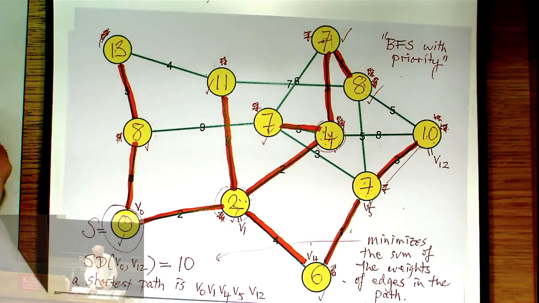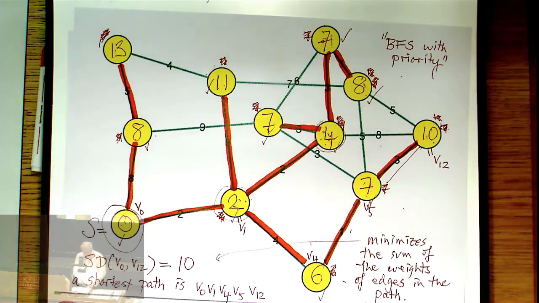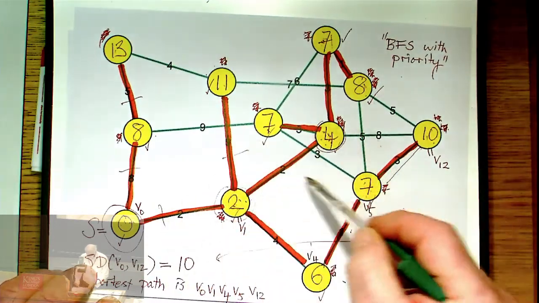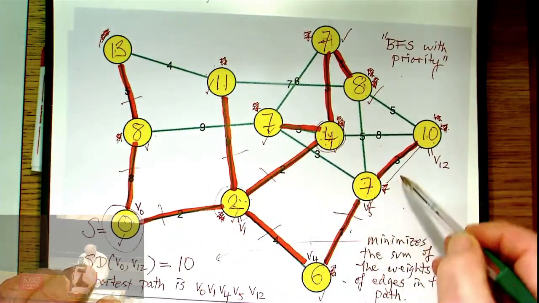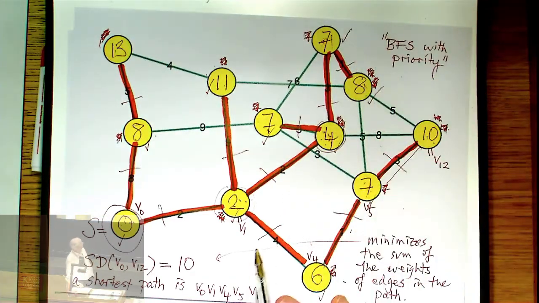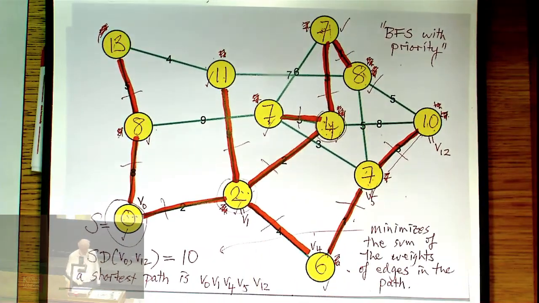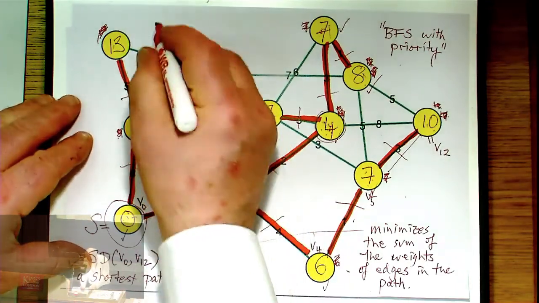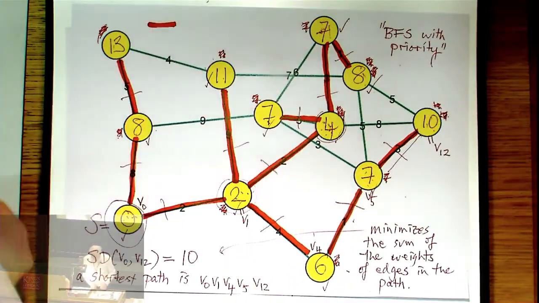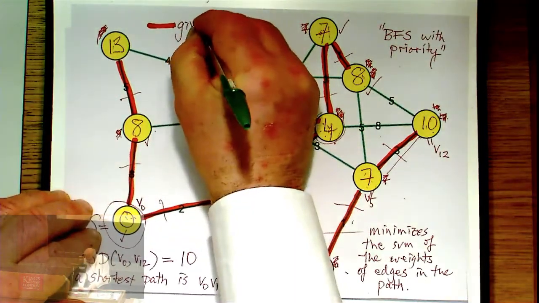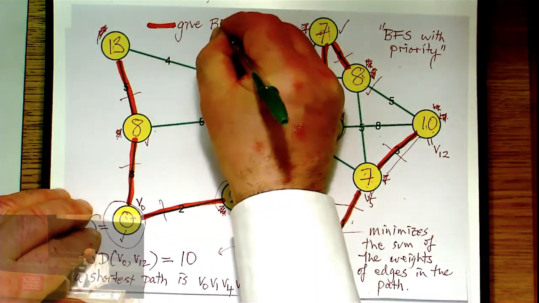So that is, how many edges do I have? Try and count them properly this time. 1, 2, 3, 4, 5, 6, 7, 8, 9, 10, 11. That's correct because I had 12 vertices, 11 edges. So this red stuff is, the red edges form a spanning tree. These red edges give the BFS tree, spanning tree.